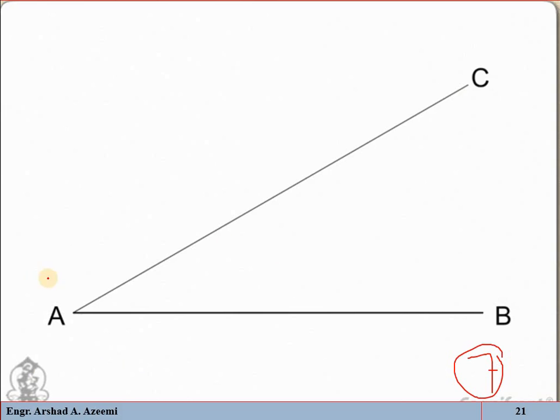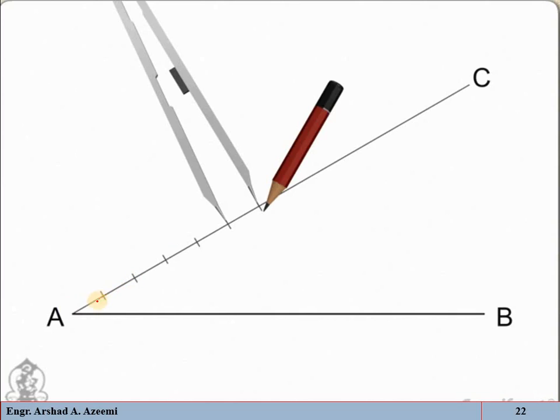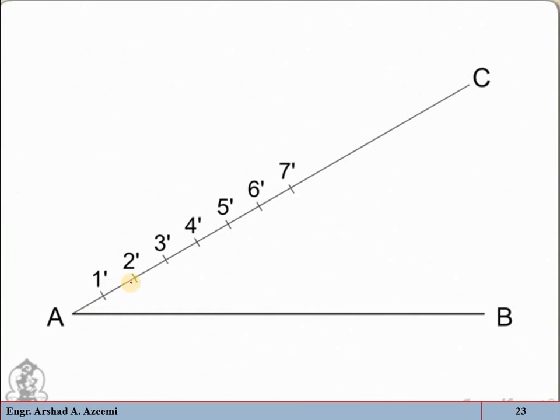Now with the help of a divider, mark here 7 equal parts of any length. Remember, of any length. Suppose you are dividing this line AB into 7 parts, so just take 7 equal divisions on this line AC of any length. Mark them 1', 2', 3', 4', 5', 6', 7'. If you are dividing this line into 10 parts, just take here 10 divisions, whatever number you are interested in dividing the given line into.